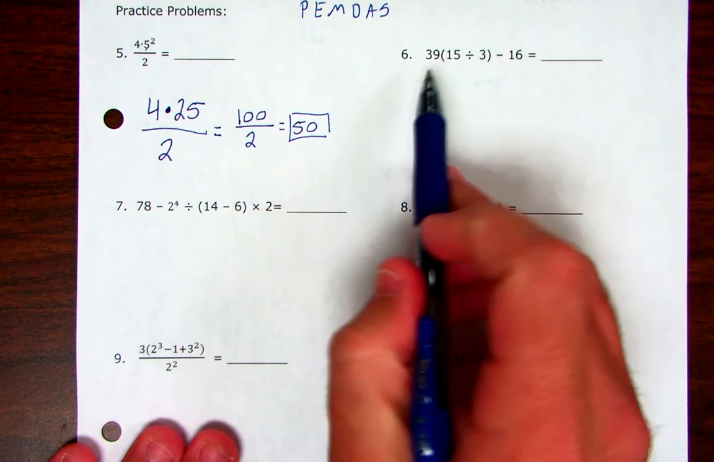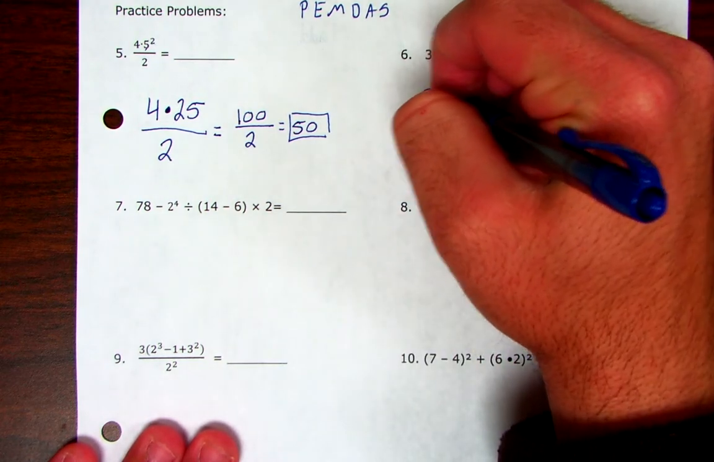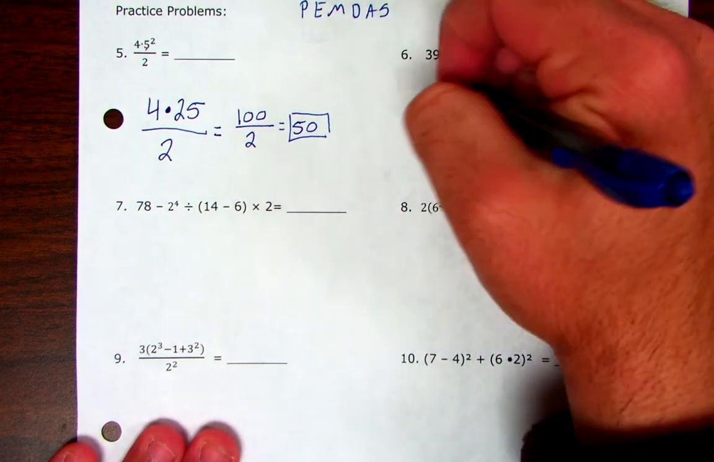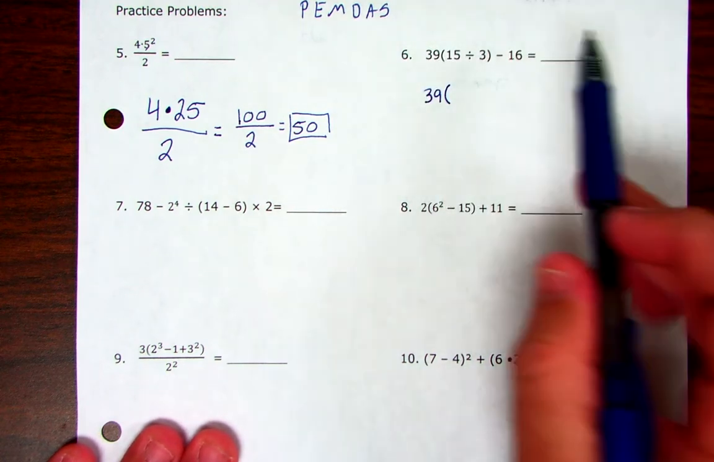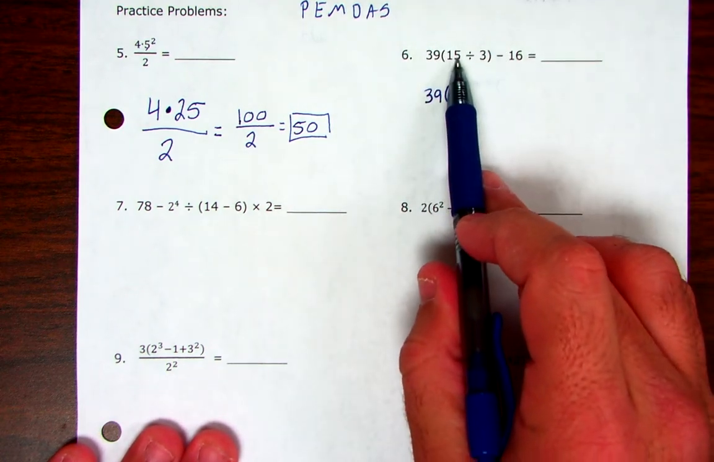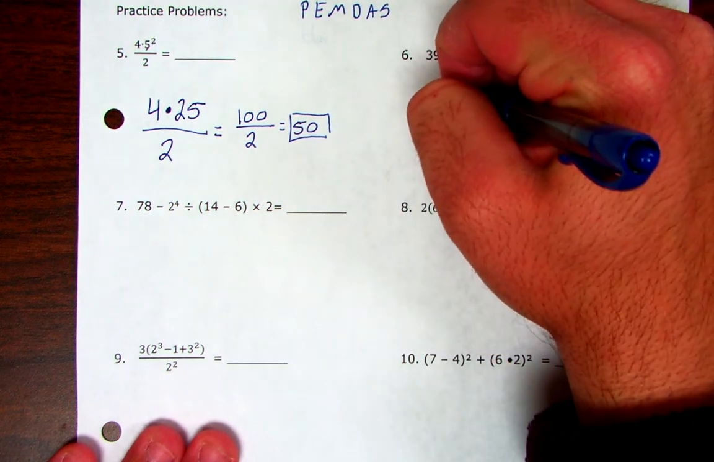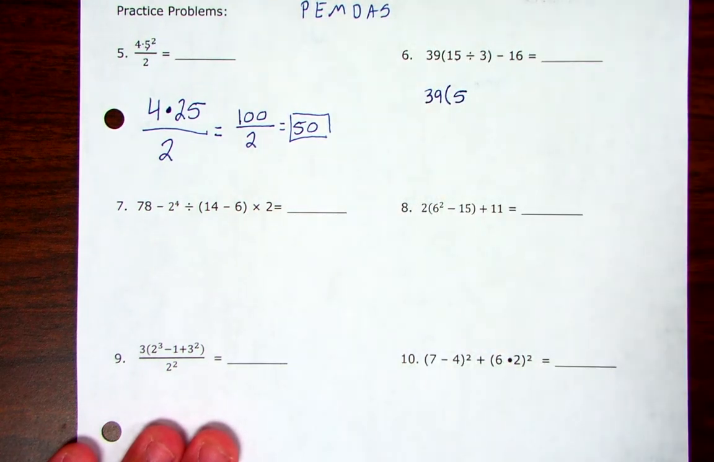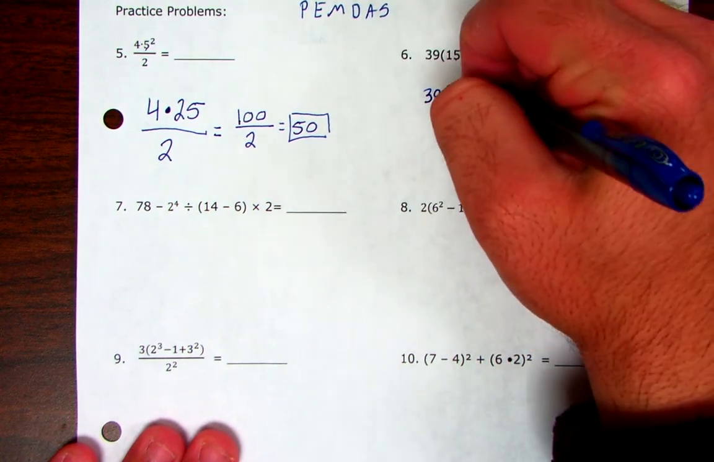So did I touch that 39? I have not touched the 39 yet, so I'm bringing it down. I'm still going to open up my parentheses, but let's do the work. What is 15 divided by 3? Well, that's just 5. So now I did the work inside the parentheses. Let's go ahead and close it. Minus 16.